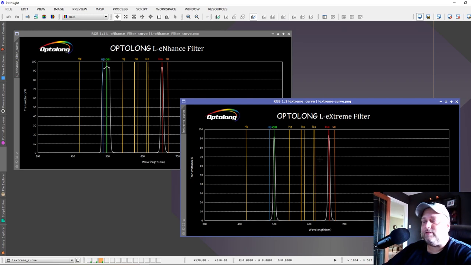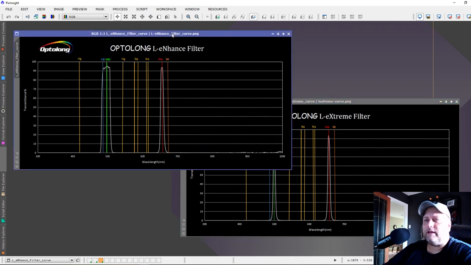Well, the L-eXtreme is going to be more specific. It's going to isolate those wavelengths more specifically, and you're going to end up with a better result, really, in the end, because the L-eXtreme isn't letting in a lot of other wavelengths of light, and most notably any light pollution and stuff which might exist at the 24 nanometer range. The L-eXtreme is almost completely notching it out. So you're able to get a much more contrasty, more vivid result from the L-eXtreme filter than the L-eNhance filter.